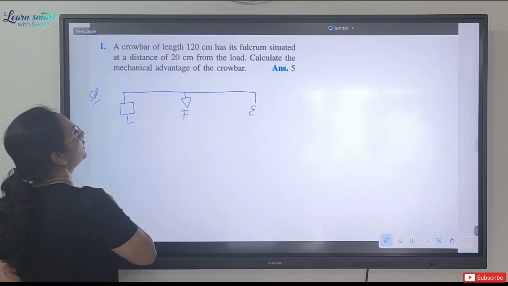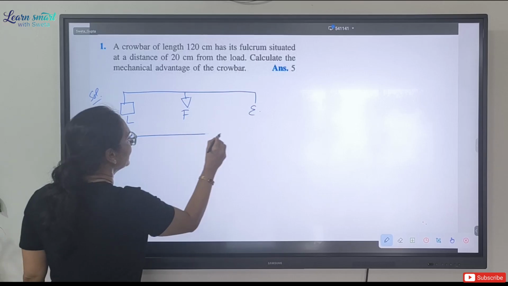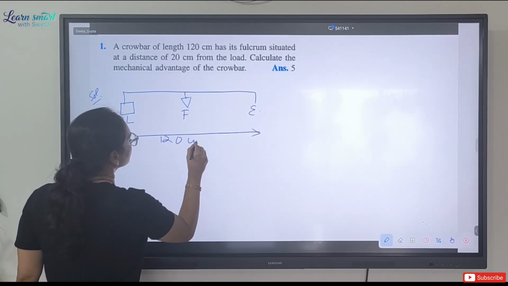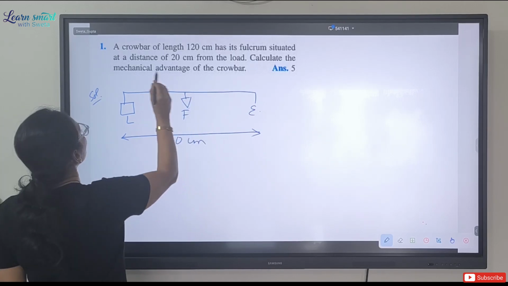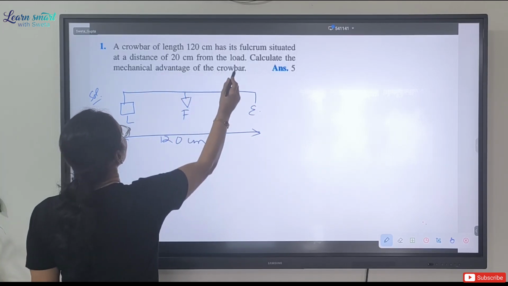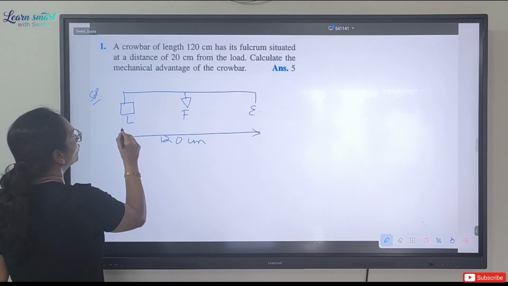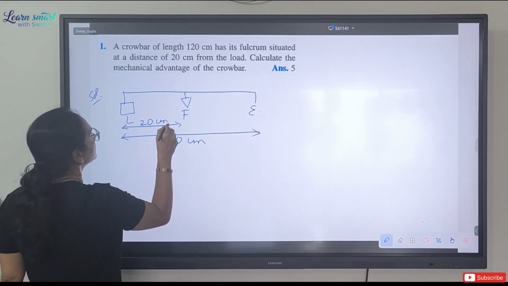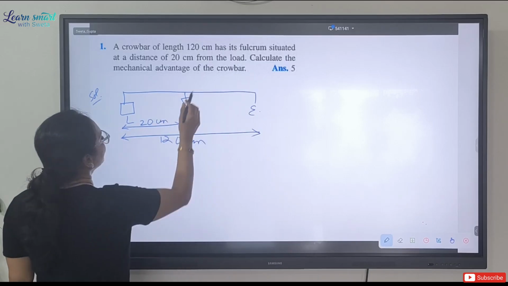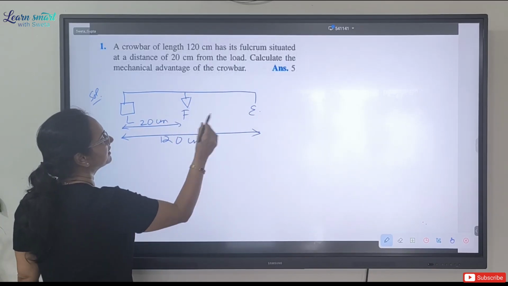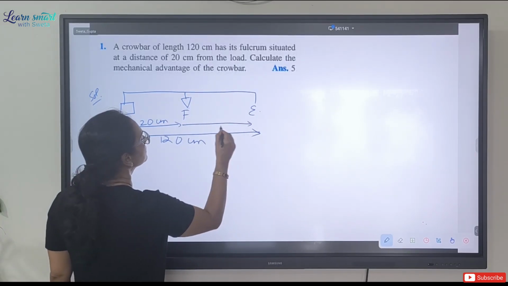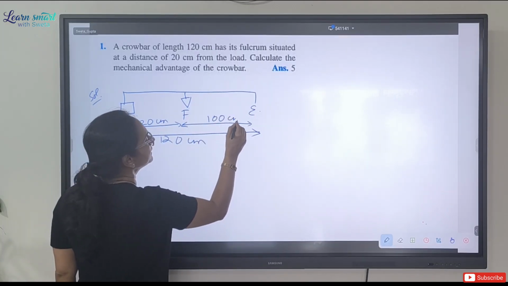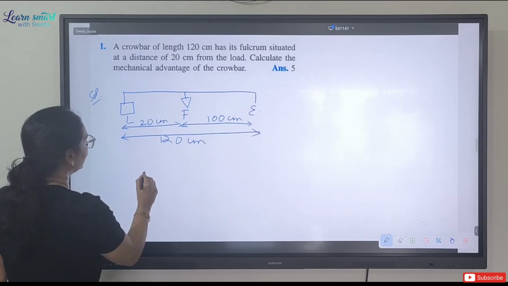Now, crowbar of length 120 centimeter, which means the total length is 120 centimeter, has its fulcrum situated at a distance of 20 centimeter from the load. So, fulcrum and load, the distance is 20 centimeter. Calculate the mechanical advantage, which means distance between the fulcrum and the effort will be how much? 120 minus 20, which is 100 centimeter. You have to calculate the mechanical advantage.